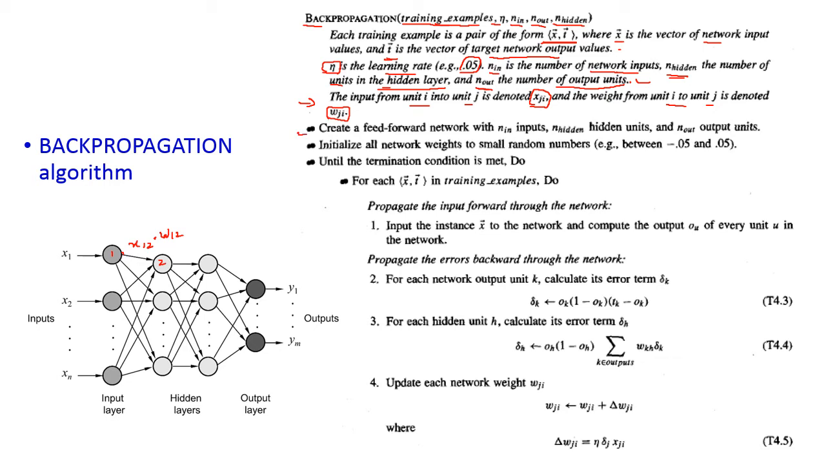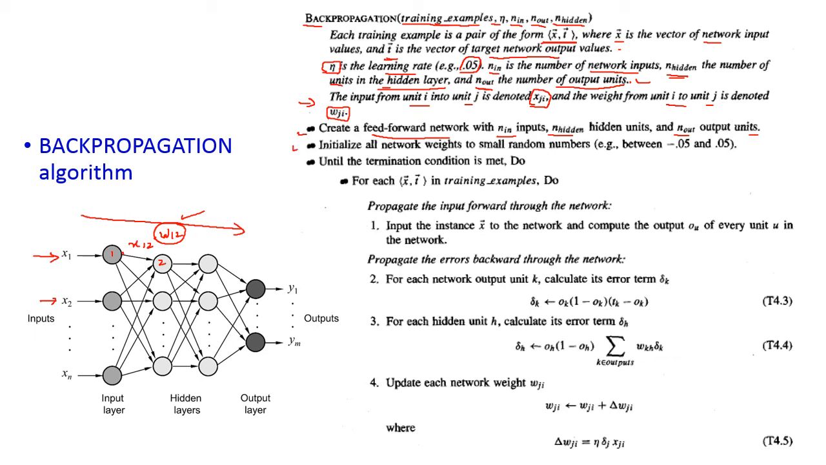Okay, now we have to create a feed forward network with n input units, n hidden units, and n output units. We give the input to this network, and these input values travel towards the output unit along with their weights, isn't it? So this is called feed forward. The input values are feed forwarded through the network.